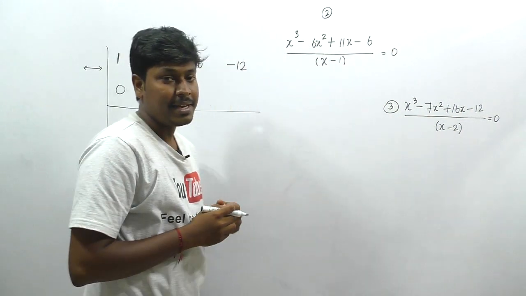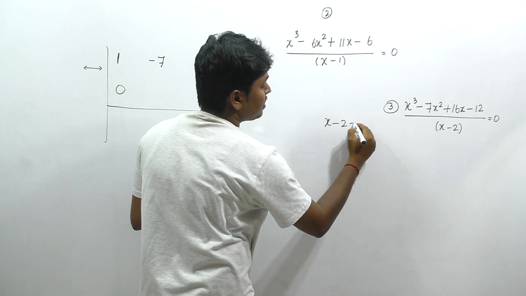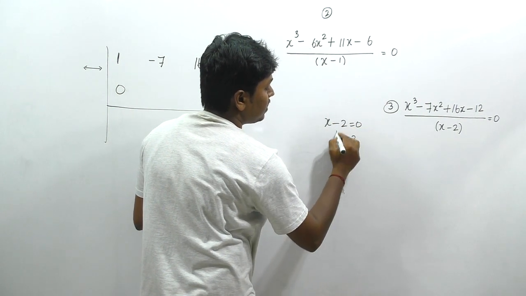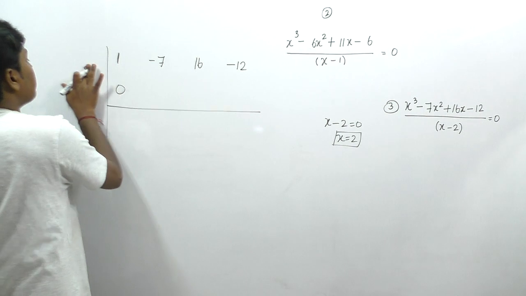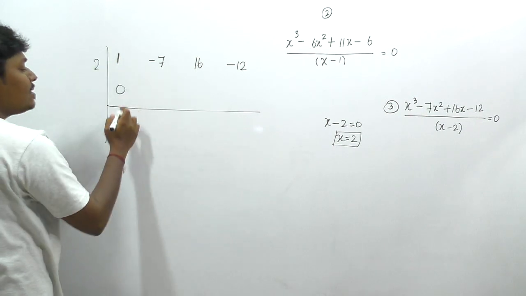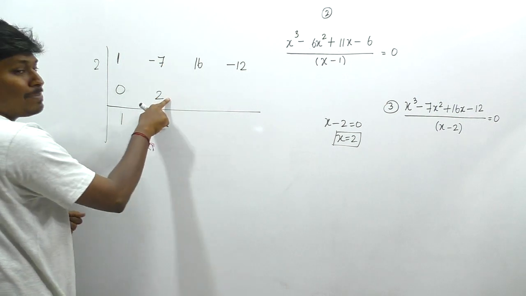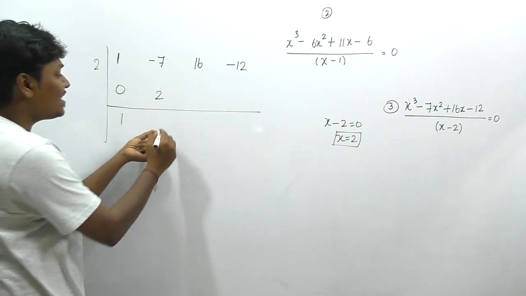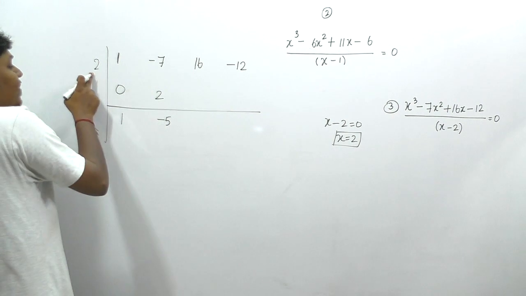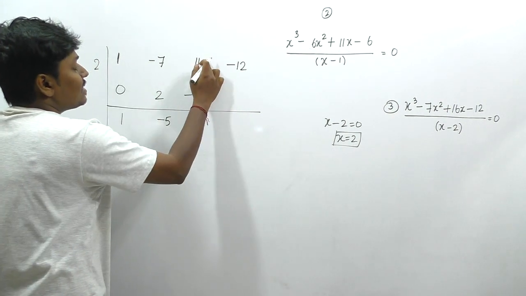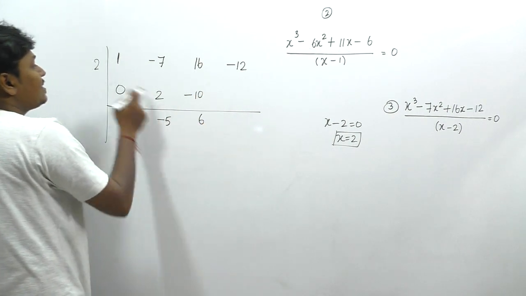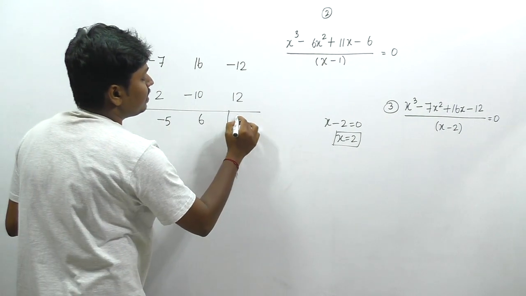The denominator part will be x minus 2, so this can be written as x minus 2 equal to 0, so x is equal to 2. Now we found that the number 2 should be written here. So 1 plus 0 will be 1, 1 into 2 will be 2, so minus 7 and plus 2 will be minus 5, right? So minus 5 into 2 is minus 10, 16 minus 10 gives 6, 6 into 2 will be 12. So finally we obtain 0.